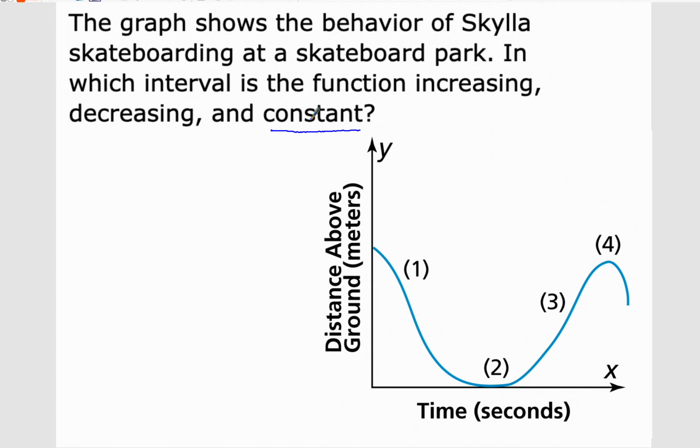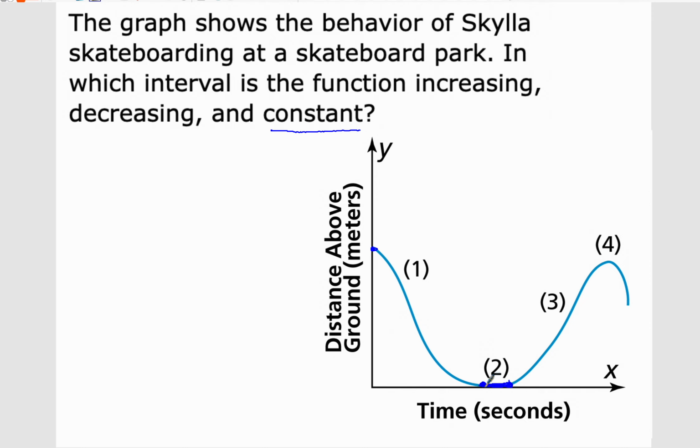Now we're going to talk about constant as though there is no change in the quality of the qualitative interval of the graph. So in interval one, which would go from here until there is the beginning of interval two, which would be right here, we would have a decrease. It's going down. And picture Skyla dropping in to the ramp on the skate park, right? So she drops in and goes down the ramp. At interval two, which is a short interval, Skyla is on the ground level. So here we have a constant.